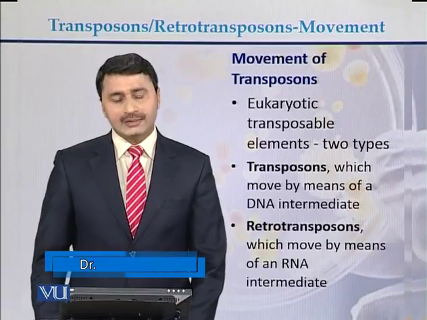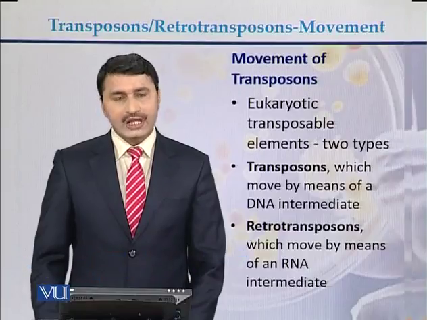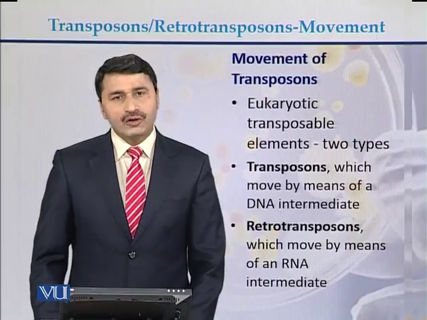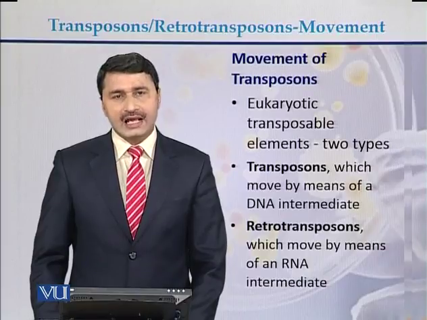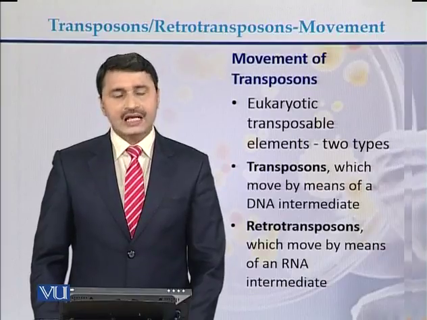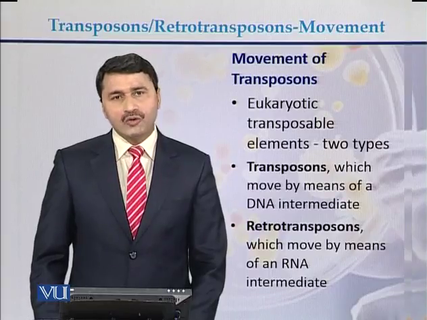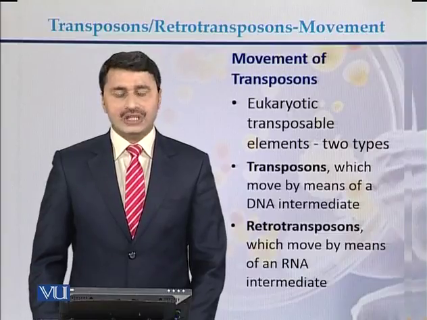So there are two types of transposons in the case of eukaryotes. The first category is called transposons, which move with the help of DNA, or the DNA acts as the intermediate. The second category is retrotransposons, where the DNA moves from one place to another through RNA intermediates.